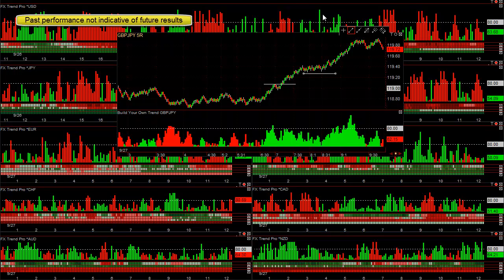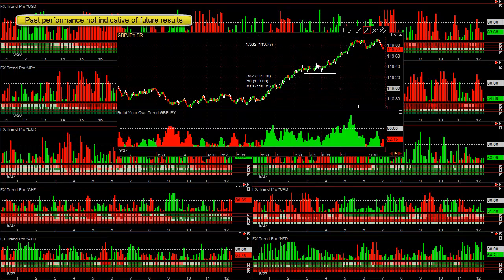Alright, so it goes to the fib target of the first wave, and typically that's where the market stalls, either at the first or second fib target. So you can see that you're in this trade earlier, right around 119, maybe 10, and you don't get out of it until it goes up to the fib targets.